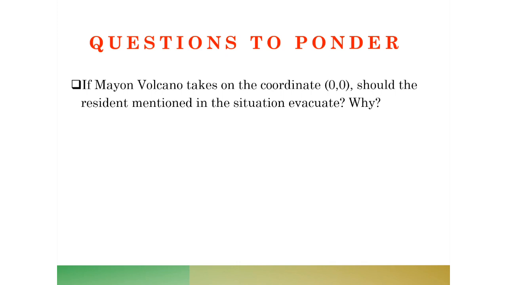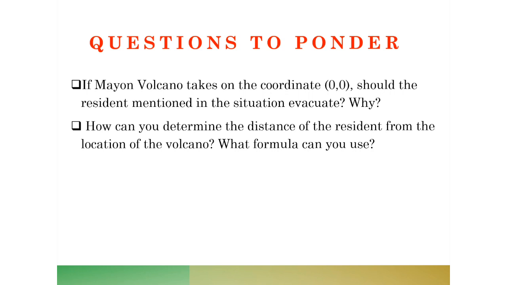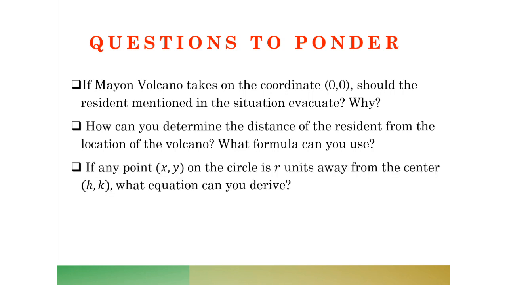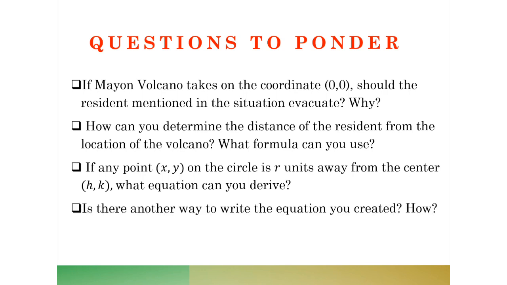So for you to know if that person needs to evacuate, it's important that we understand the concept of the distance formula. So using the distance formula, we will use (x, y) for any point on the circle that is r units away from the center. So instead of using x sub 1, y sub 1, x sub 2, y sub 2, we're now using (h, k) for center. So it will be a different representation. So in this way, we'll be able to use the distance formula.